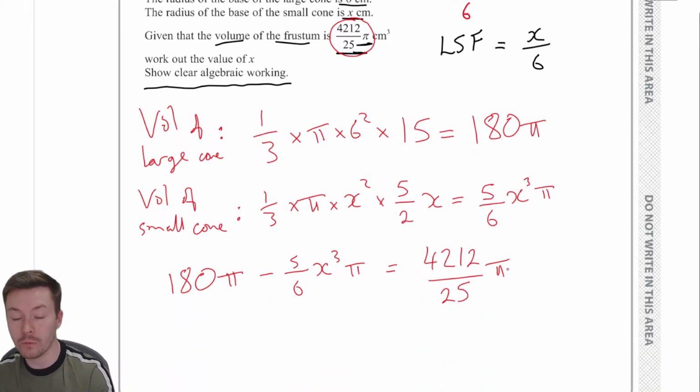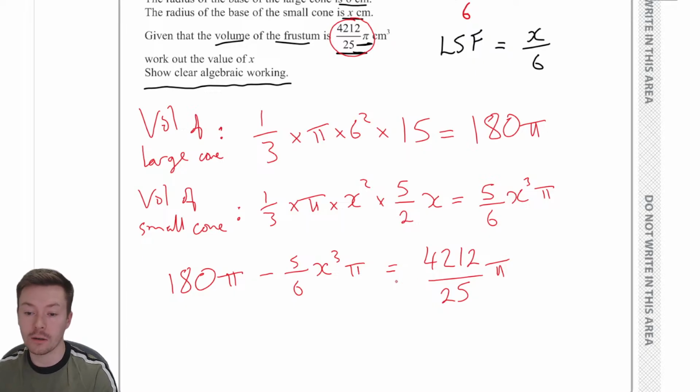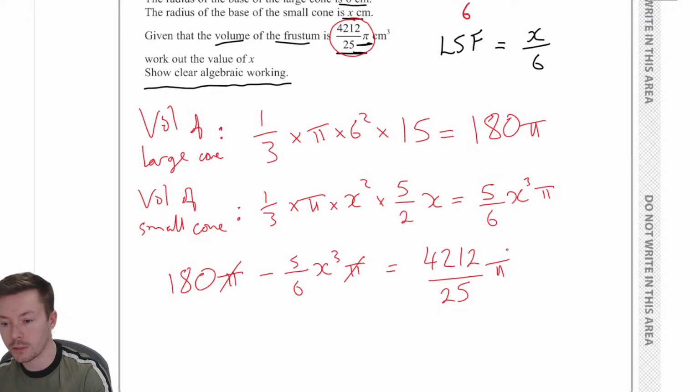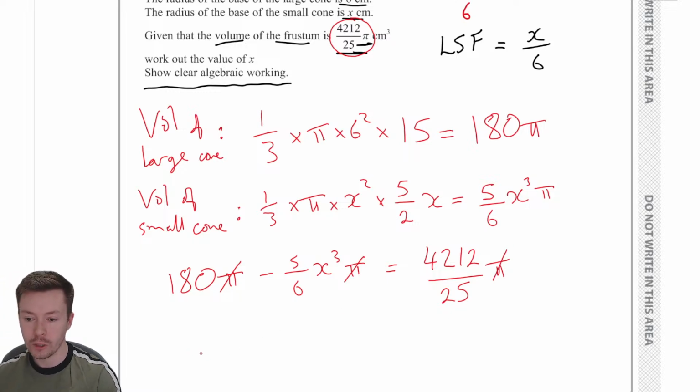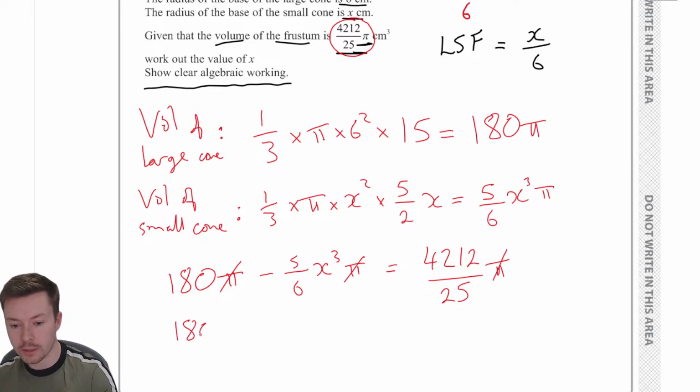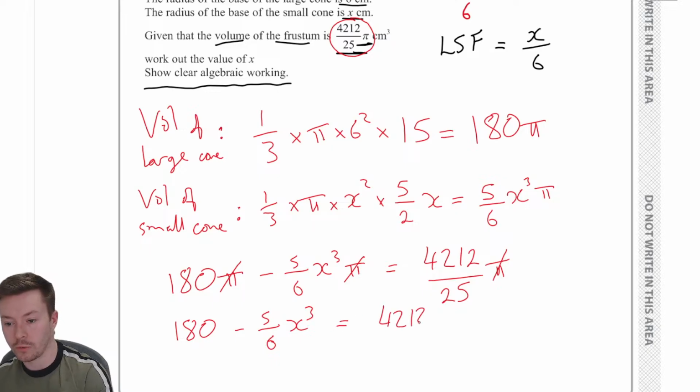What we can do from there, scroll down slightly, is we can cancel out the pi's. Because there's a pi involved in everything, you can divide everything by pi. So that will get cancelled out, as will this, as will this. What we've then got is 180 minus 5 over 6 x cubed, and that's equal to 4212 over 25.